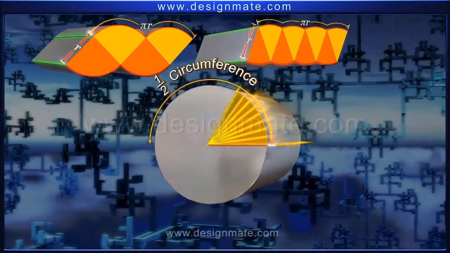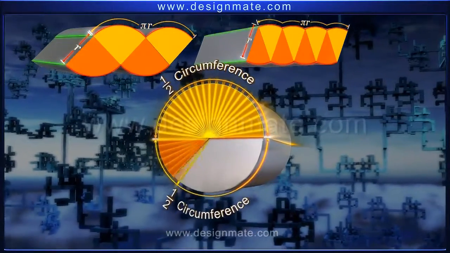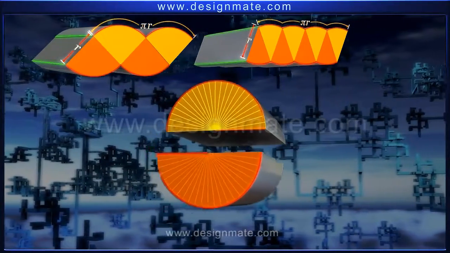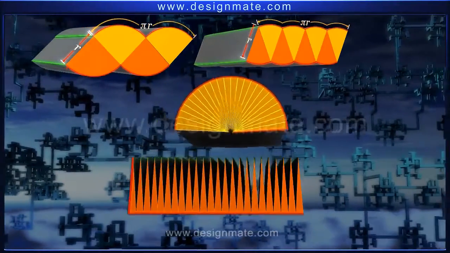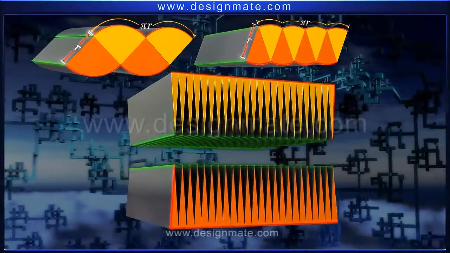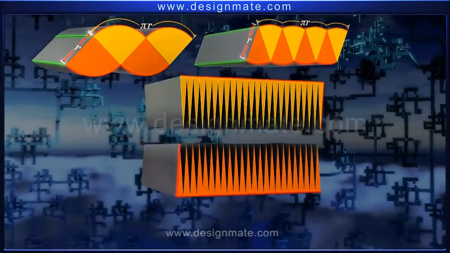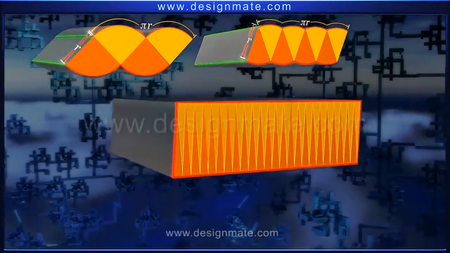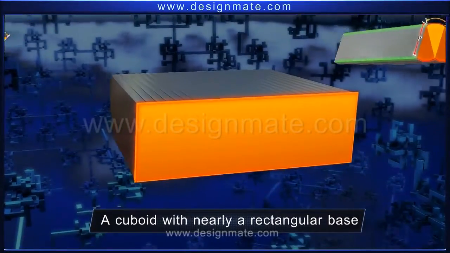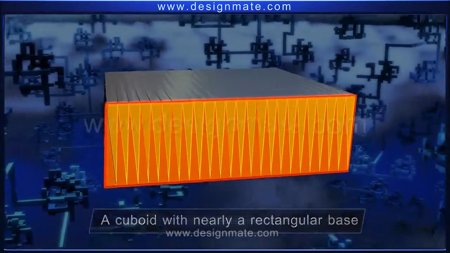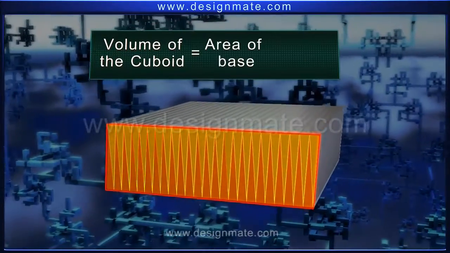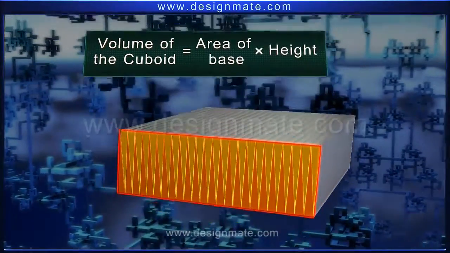Now assume that the cylinder is cut into an infinite number of parts with equal sectors at the base. Arrange half the pieces with edges up and the remaining half with their edges facing down. Now, we can clearly see that the object obtained looks like a cuboid with nearly a rectangular base. The volume of the cuboid is equal to area of base times height.